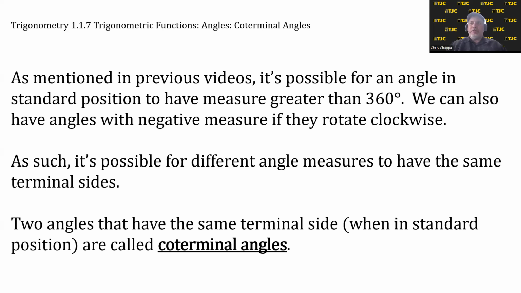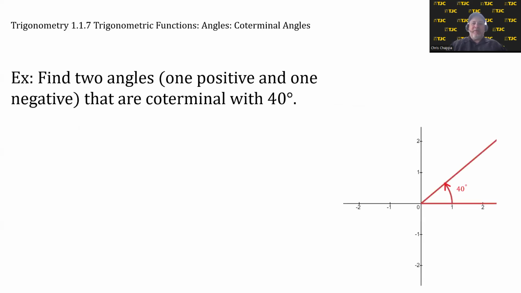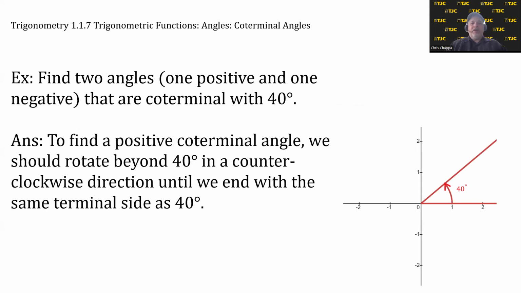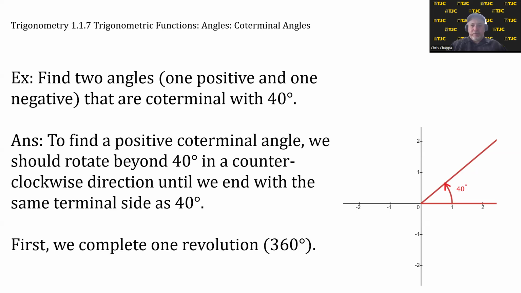Coterminal, both terminal. For example, find two angles, one positive and one negative, that are coterminal with 40 degrees. Here we have a picture of 40 degrees in standard position, initial side on the positive x-axis, vertex at the origin, and because it's positive, it's rotating counterclockwise. To find a positive coterminal angle, we should rotate beyond 40 degrees in a counterclockwise direction until we end with the same terminal side as 40 degrees.